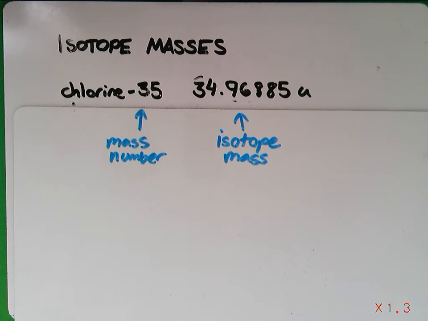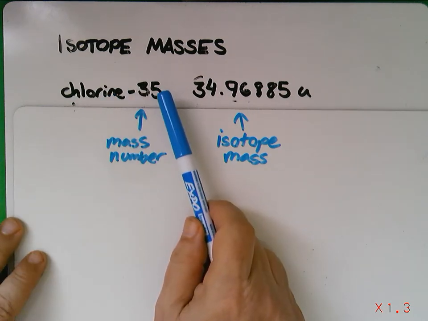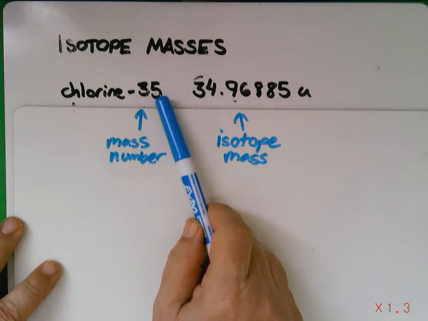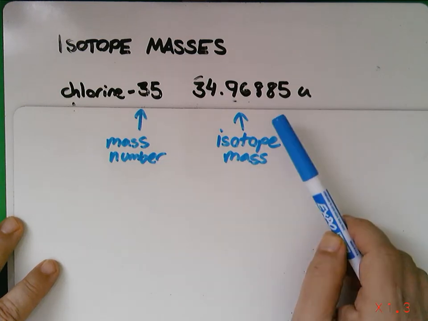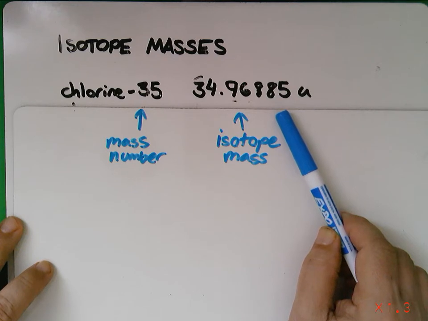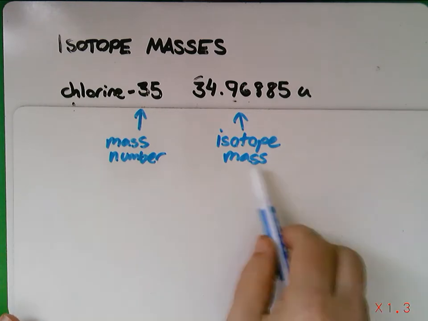Let's look at the mass that an atom or nuclide actually has. Let's pick our chlorine-35, which is one of the isotopes of chlorine. Now, the mass number gives me the total number of protons and neutrons in the nucleus. But if I actually measure the mass of the atom, I get not 35, but 34.96885. So don't confuse these two things.